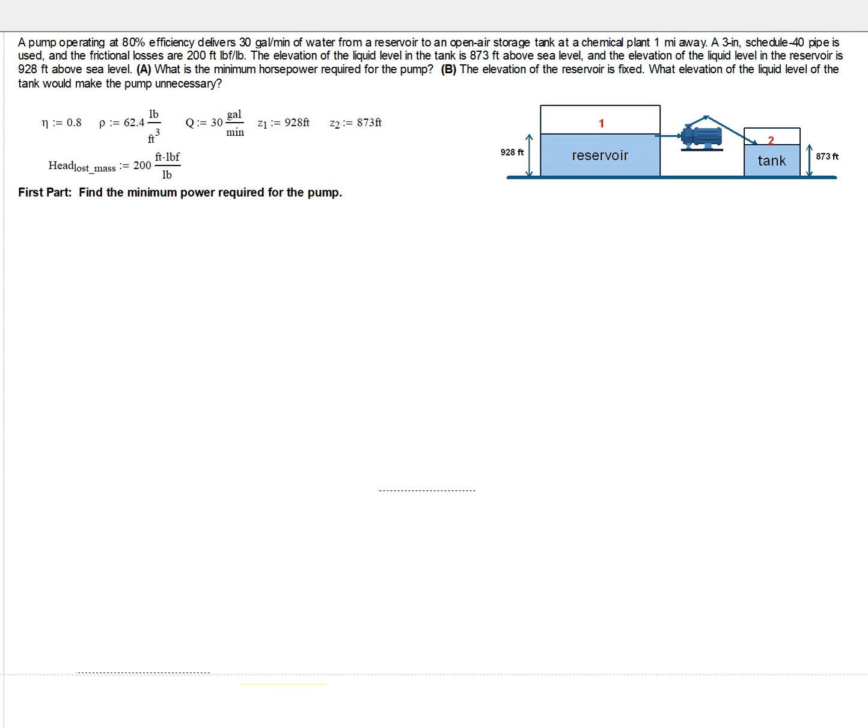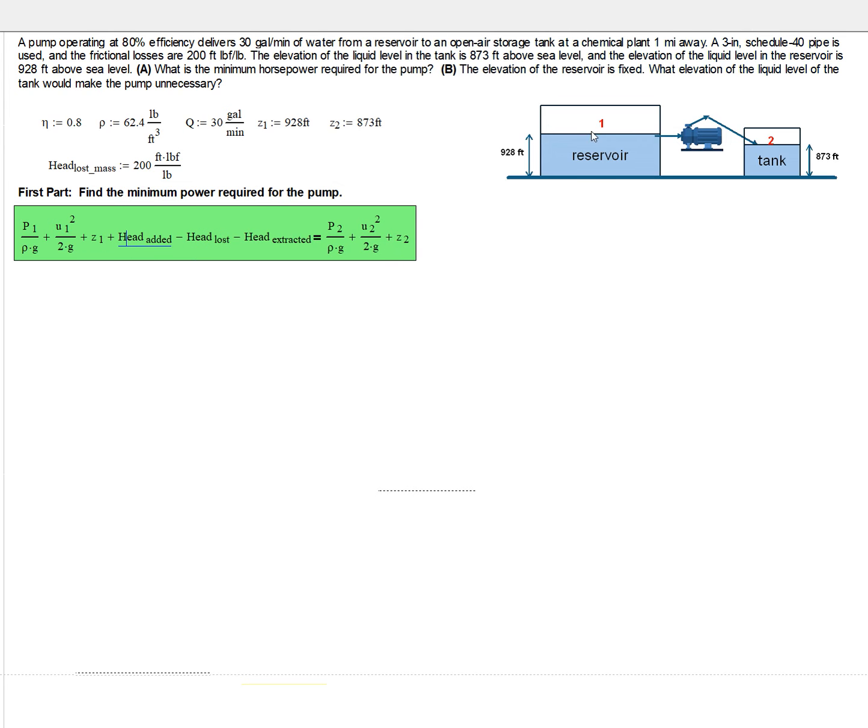Find the minimum horsepower required for the pump. And so what I like to do is write my Bernoulli equation. I've kind of already started. I've identified how my energy balance is going to be set up. Position 1 is going to be the surface of the reservoir. Position 2 is going to be the liquid surface of the tank, and it's going to have the pump in here. Notice, of course, this is not drawn to scale, just a representation.